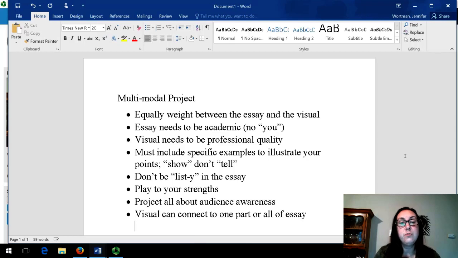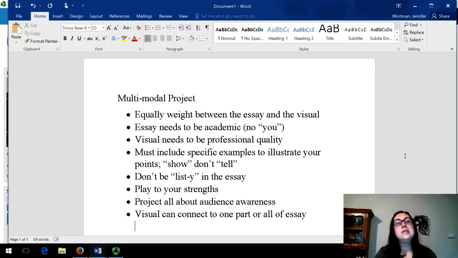So some good to know information. There is equal weight between the essay and the visual as far as how it's graded. You can't do one and not the other and pass the essay. You really want both of them to be equal quality. So I would recommend really spending an equal amount of time on both. Don't spend 10 hours working on the essay and 30 minutes trying to put together a visual, or vice versa. That's not going to turn out really well. So you want to make sure that both are really your strongest work, all right?